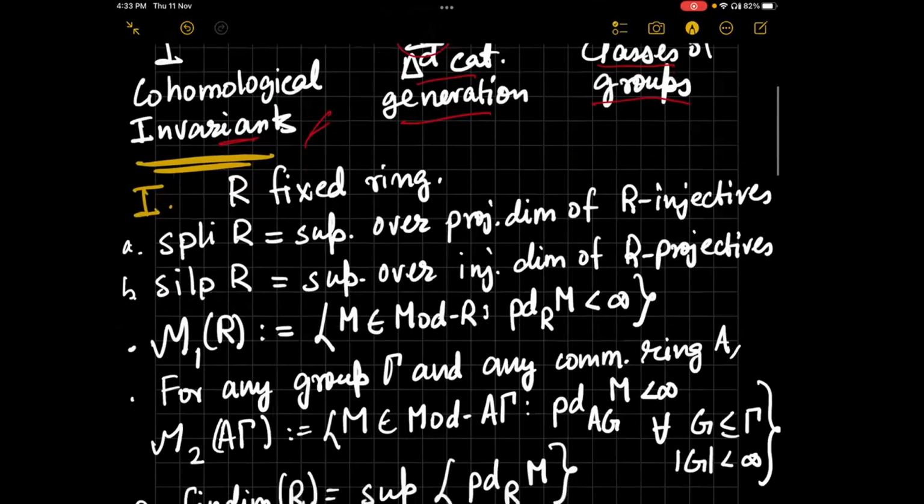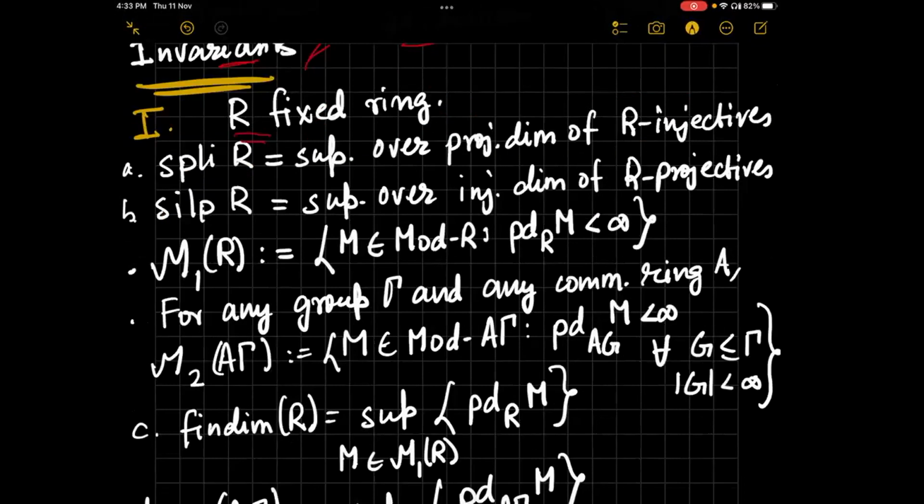So to begin with, I'm going to fix a ring R. This ring need not be commutative. And usually my commutative rings will be denoted by A. So the first set of invariants that I'm going to define are splee and silp. They were introduced by Gedrich and Grunberg in the 80s. And I will talk about their uses later.